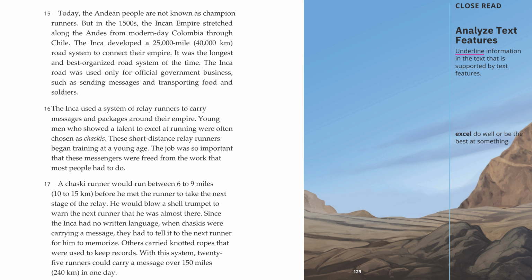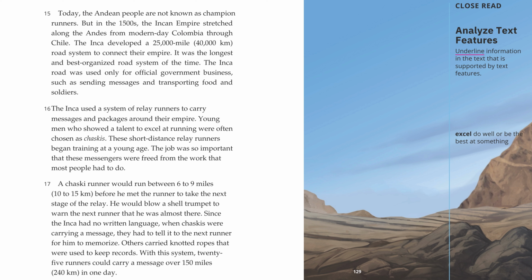Today, the Andean people are not known as champion runners. But in the 1500s, the Incan Empire stretched along the Andes from modern-day Colombia through Chile. The Inca developed a 25,000-mile, 40,000-kilometer road system to connect their empire. It was the longest and best organized road system of the time. The Inca road was used only for official government business, such as sending messages and transporting food and soldiers.